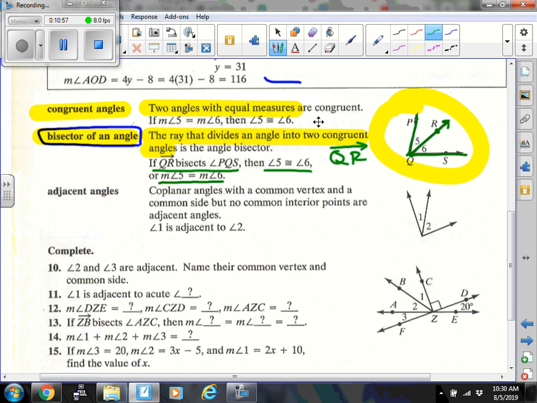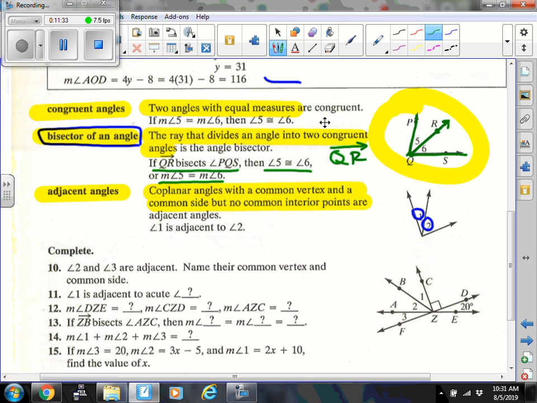Next one, I've already kind of used the word adjacent. I haven't defined it yet. Adjacent angles are coplanar angles. That means they fall in the same plane. They have a common vertex and a common side, but no common interior points, and are called adjacent angles. So the short of it all is these two angles, angle 1 and 2, are coplanar. They're both on the same plane. In other words, they're on the flat sheet of paper here. They're not coming out of the board.